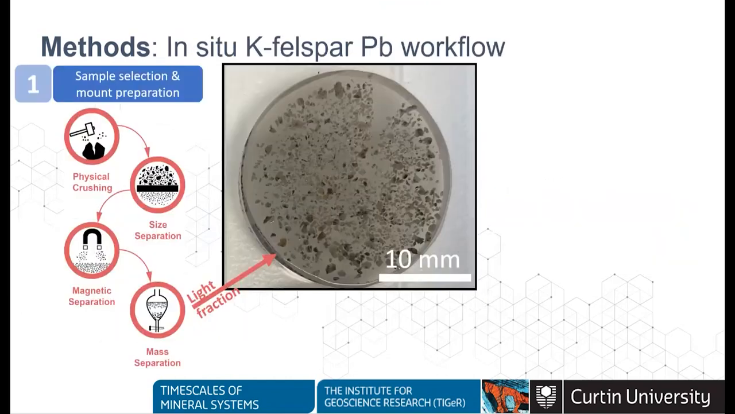I will talk you through the workflow of in situ K-feldspar lead analysis, because that's what I'm doing, and just to highlight a few advantages of this approach. The samples we're using for K-feldspar in situ analysis go through a range of standard mineral separation steps, including separation by size, by magnetic property, and also by mass. After these steps, the remaining light fraction, which is the fraction that contains the K-feldspar, if there is any K-feldspar in the sample, gets poured into a dump mount, which means that we end up with one mount per sample.